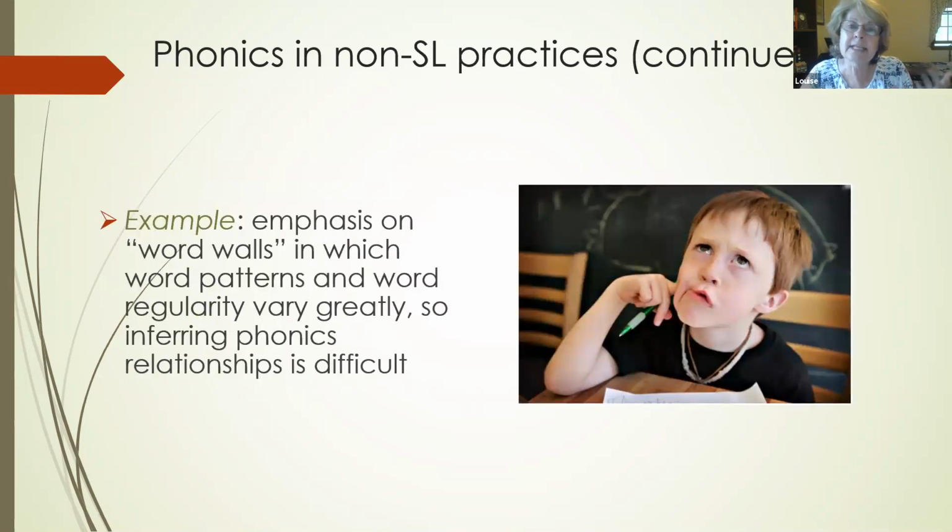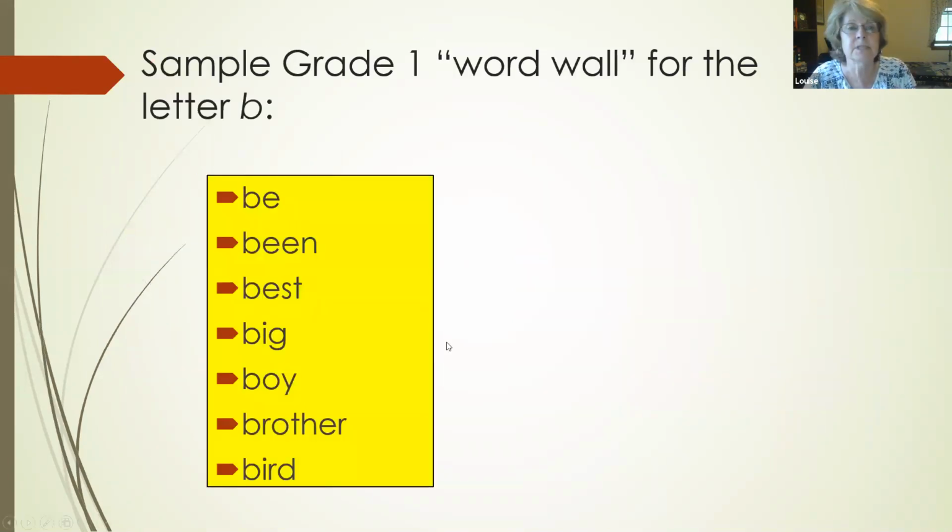Another characteristic in non-SL practices is sometimes there's an emphasis on word walls in which word patterns and word regularity vary greatly. So it's very difficult for children to infer phonics relationships. Here's an example of a grade one word wall for the letter B that I pulled from the web. You can see it's all common words like be, been, best, big, etc.